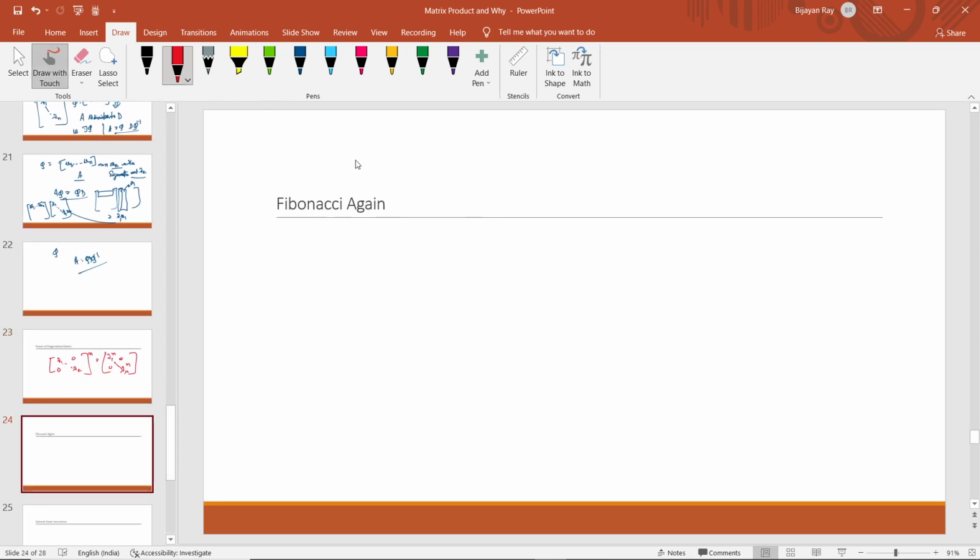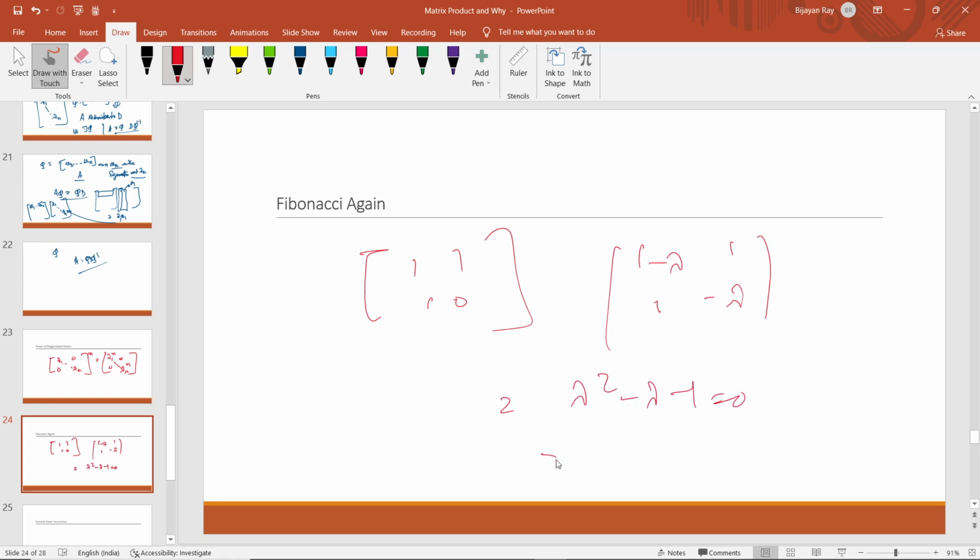Fibonacci again. Our matrix was 1 1 1 0. You compute the eigenvalues, and this is how the golden ratio will appear. So (1 minus lambda) squared... lambda squared minus lambda minus 1 equal to 0, lambda equal to (1 plus minus root 5) by 2. So this is called the golden ratio: 1 plus root 5 by 2 and 1 minus root 5 by 2.